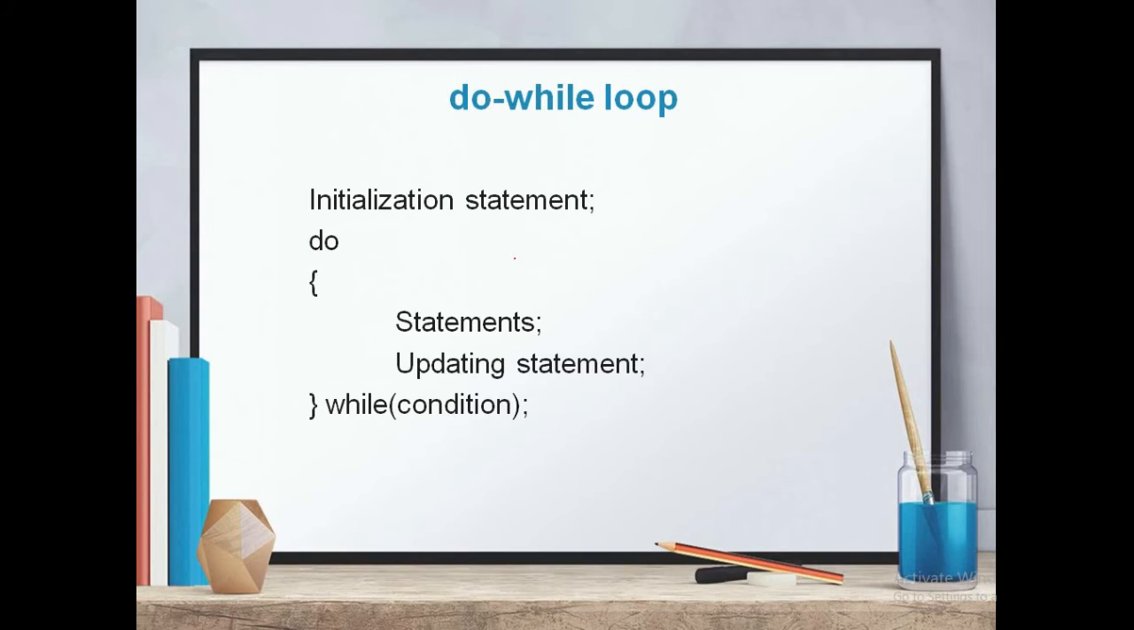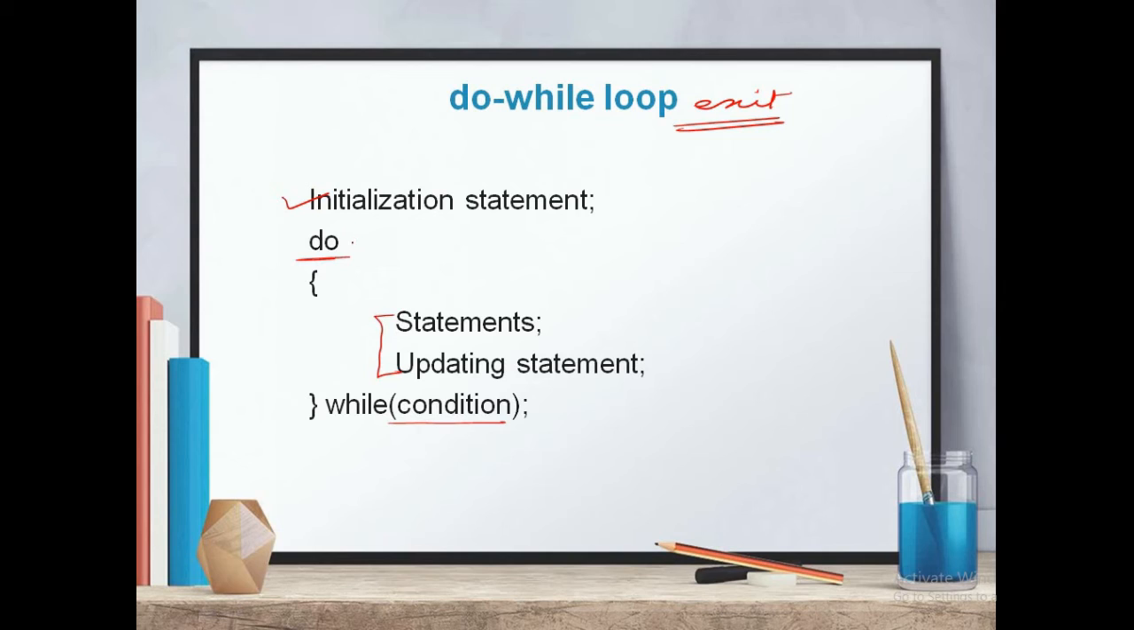Now we come to the one and only exit controlled loop, which is the do while loop. It looks similar to the while loop, but there is some difference, so we'll see what the difference is. First of all, the initialization statement is executed same as in the while loop. Then there is the keyword do, and then this is the body of the loop that is going to be executed again and again. But you can see that the condition is at the end, or we can say this condition is checked at the exit time, not at the entry time.